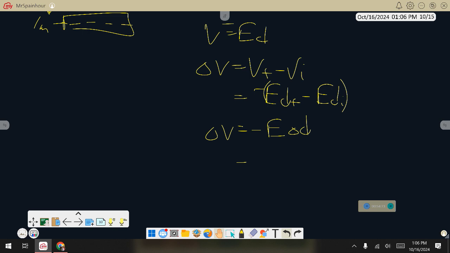AKA, this would be negative 10, the potential difference between the two. What would the units on that be?